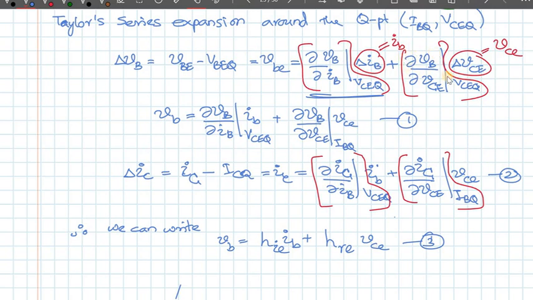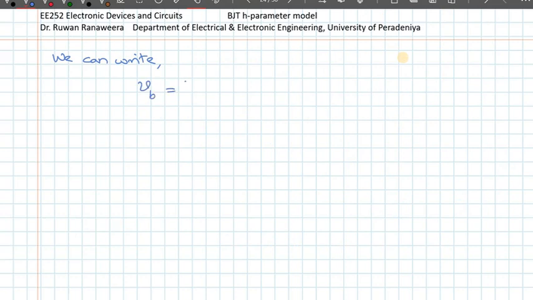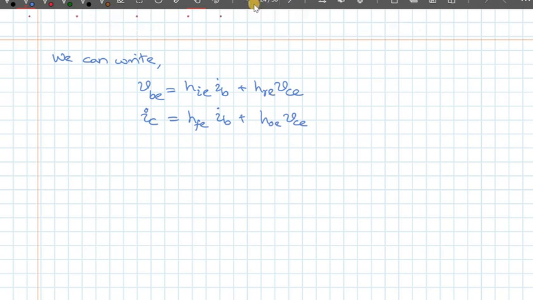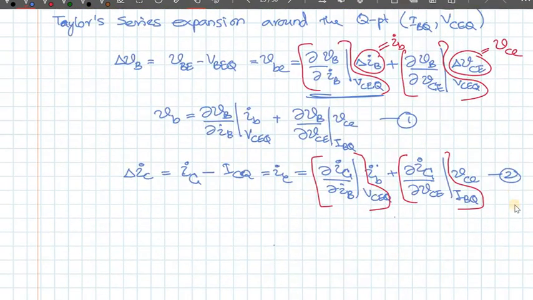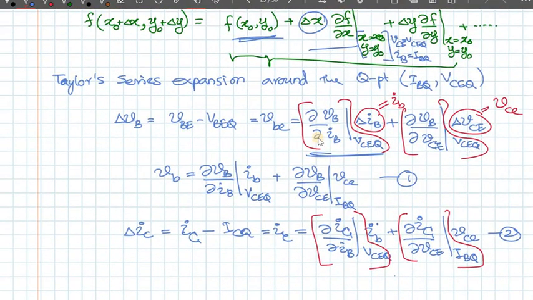Similarly, let me write it in the next page. So it's VB equals HIE IB plus HRE VCE, and IC is equal to HFE IB plus HOE VCE. Okay, so from this, by comparing these two equations to equations number 1 and 2 here, we know this should be HIE, this should be HRE, this should be HFE, and this should be HOE.